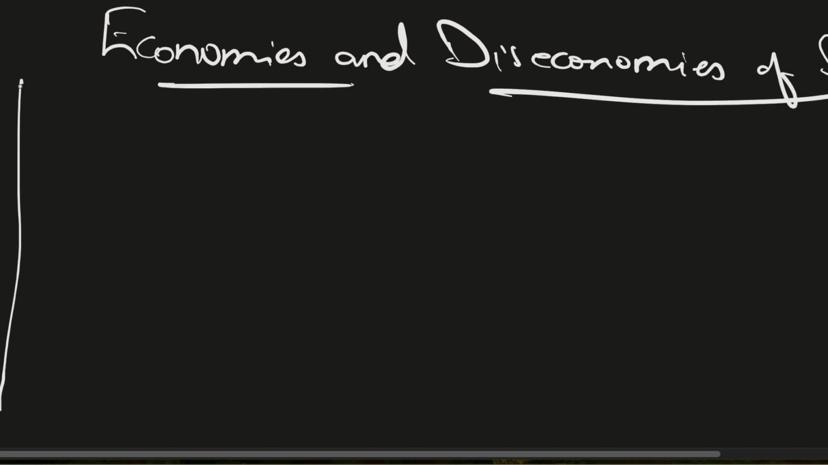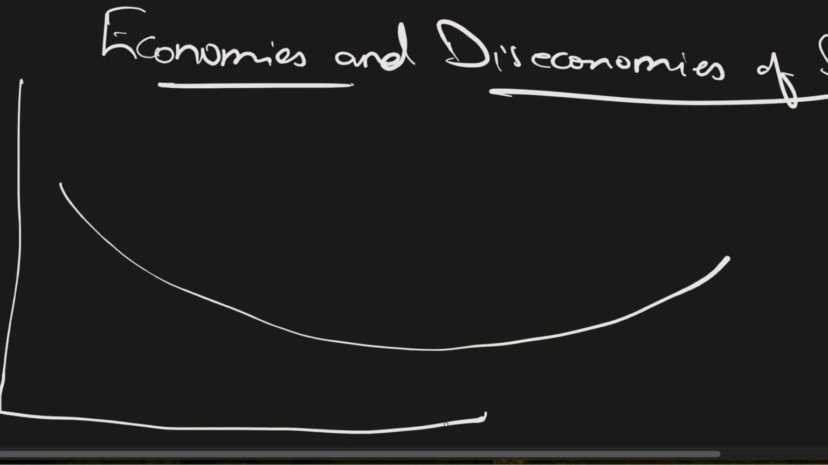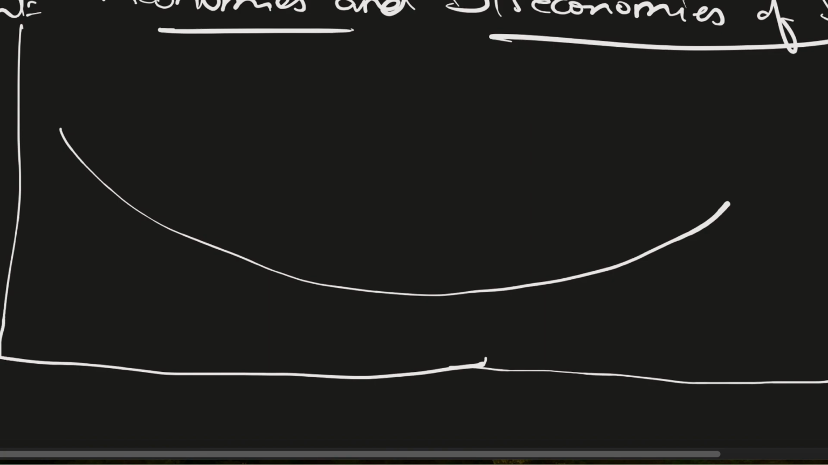Now if I draw a graph, it goes like this, something like this. Okay, so what does this indicate? This indicates, y-axis is the amount and x-axis is the quantity output. So this curve, this is the long run average total cost.